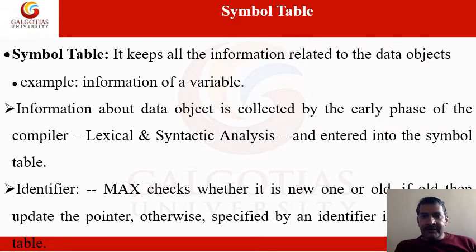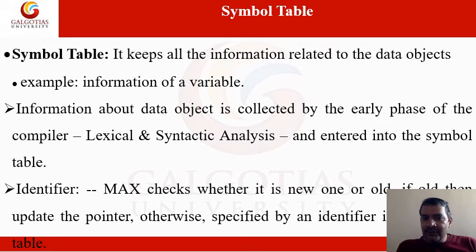Next is the symbol table. What is a symbol table? It keeps all the information related to the data object. For example, if you want to store a variable within the symbol table, the information about that particular variable will be stored in the symbol table. Information about a data object is collected by the early phases of the compiler, which are the lexical analysis and syntactic analysis phases, and entered into the symbol table. For example, if that variable is an identifier, you may call the variable an identifier. The name of that identifier is max.